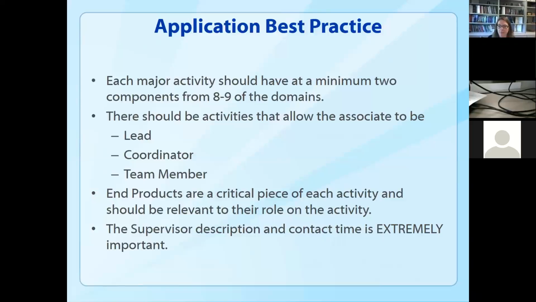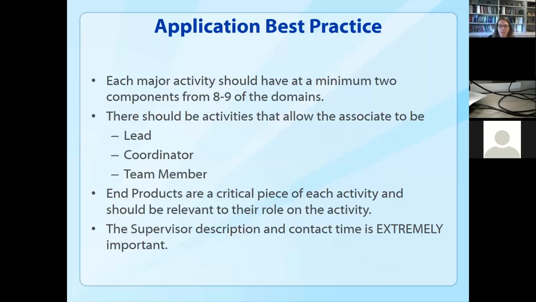And as you're building your application, you can always send it to me. And the other big component of the application is in products. So you would build, they're going to be leading the PDO health campaign. Well, the end products are the things that they have to have at the end, whether it is a written paper, a presentation, a gap analysis. Those things are critical to your application. So making sure that they have really tangible products as end products for each activity is also really important.